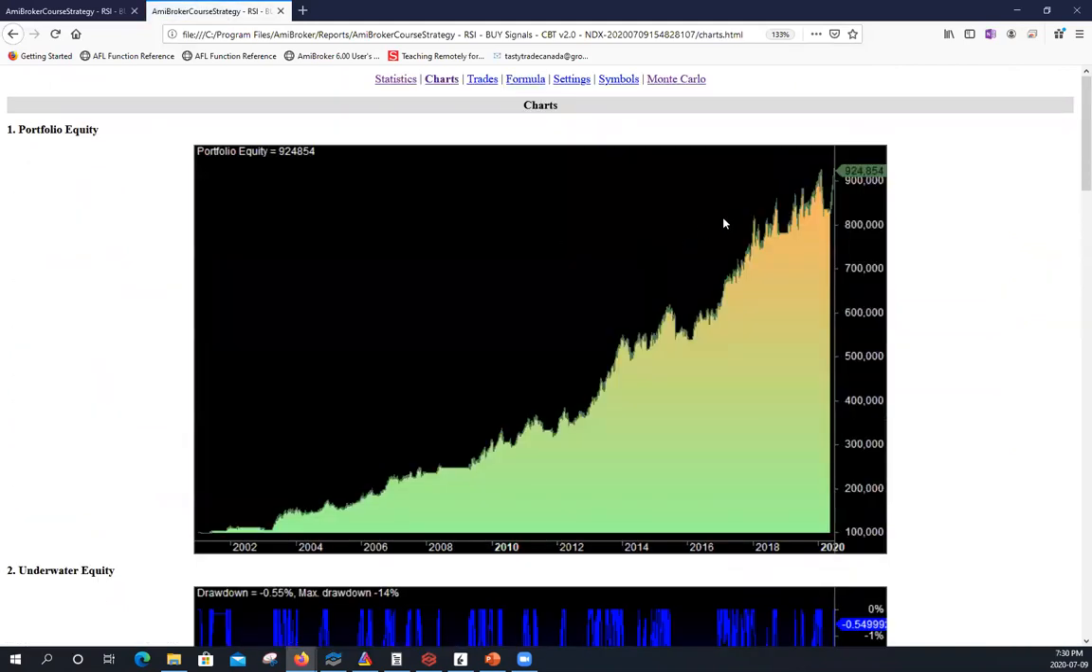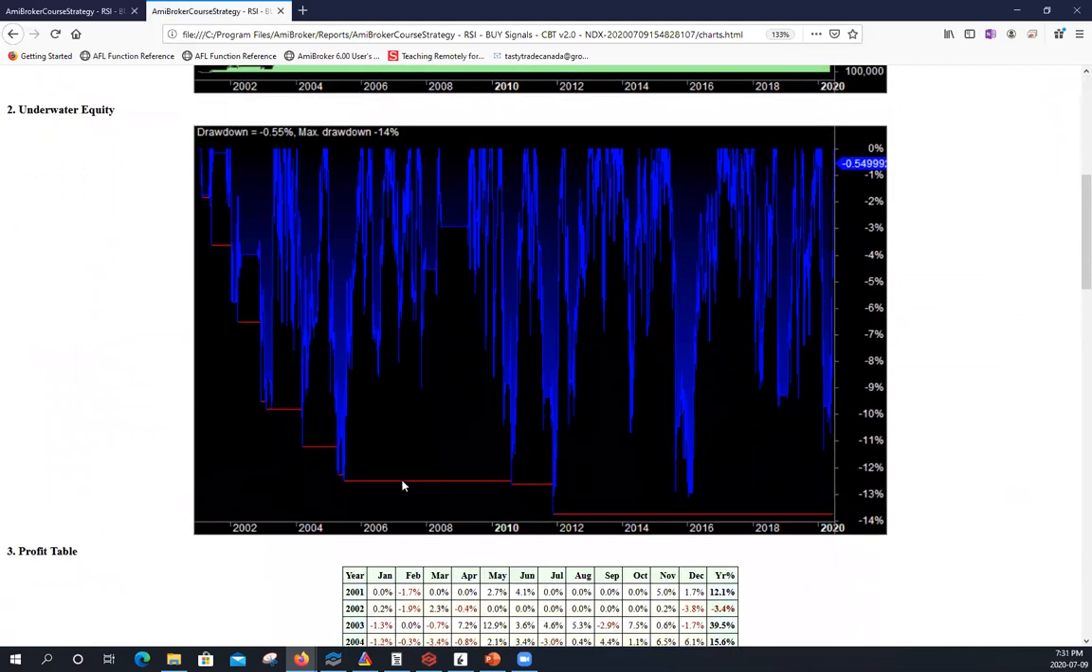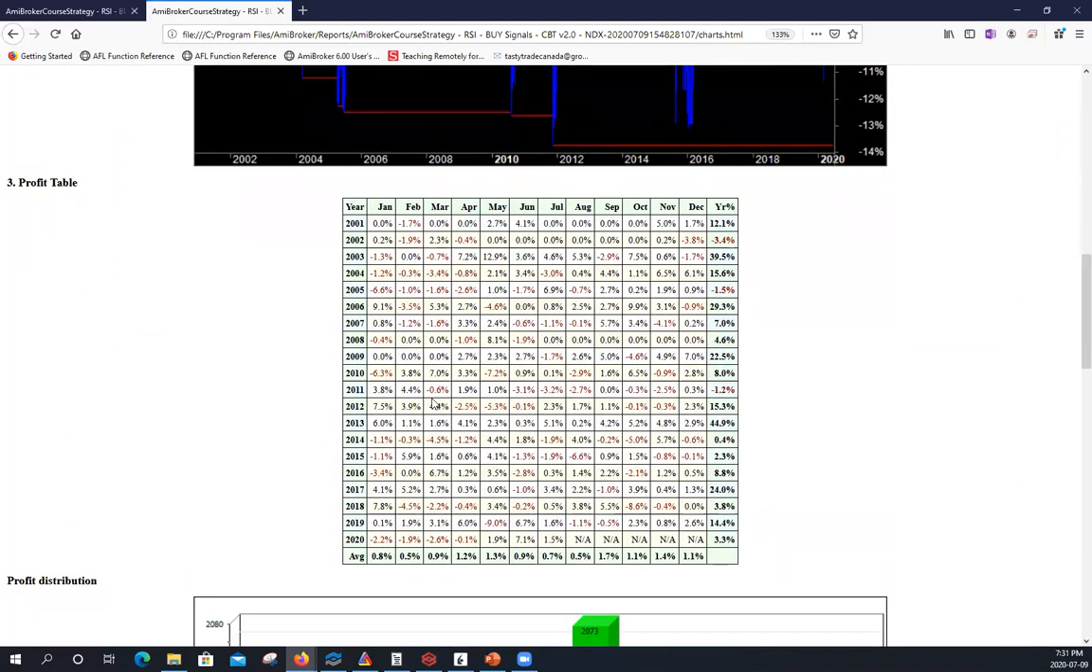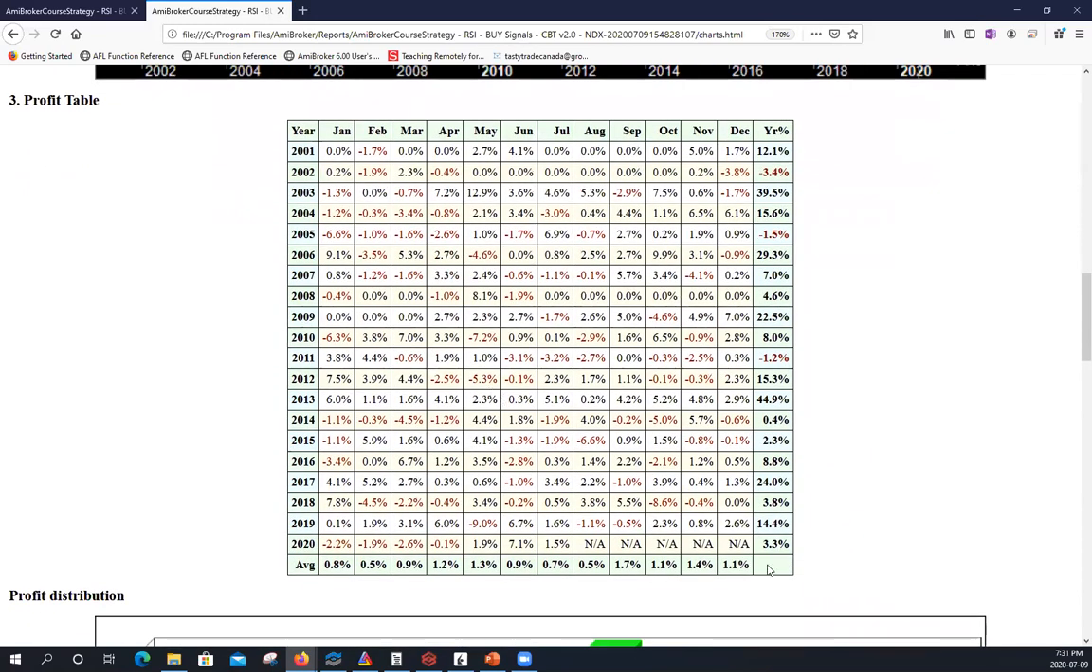So let's just take a quick look at our equity curve, still hitting new equity highs, maximum drawdown about 14%. You'll see that some of the returns are adjusted, because backtests always depend on the start date.